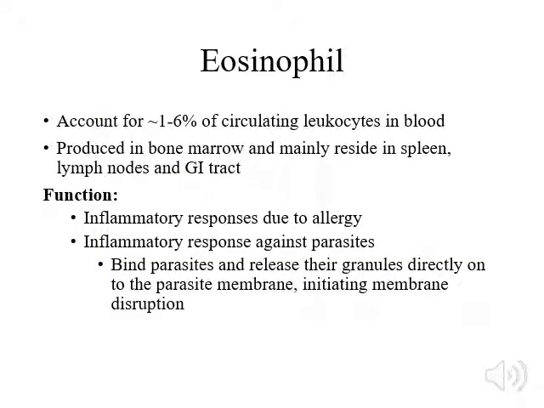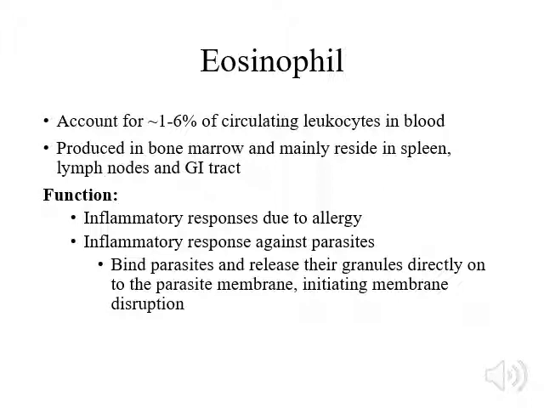Moving now to another granulocyte, the eosinophil. The eosinophil represents about 1 to 6% of circulating leukocytes, so this is substantially fewer than neutrophils. It's produced in the bone marrow, and it tends to reside within the spleen, lymph nodes, and along the gastrointestinal tract. Its major function is in inflammatory responses due to allergy, as well as inflammatory responses against parasites.